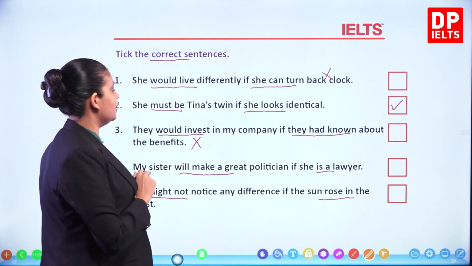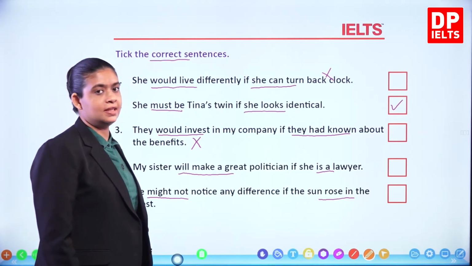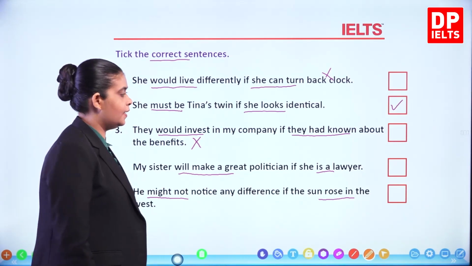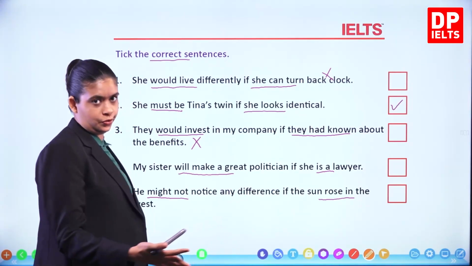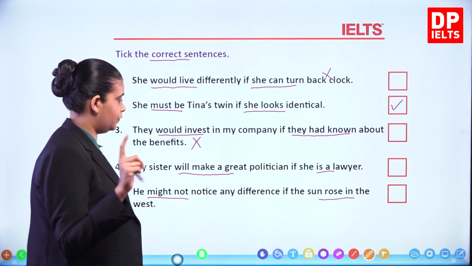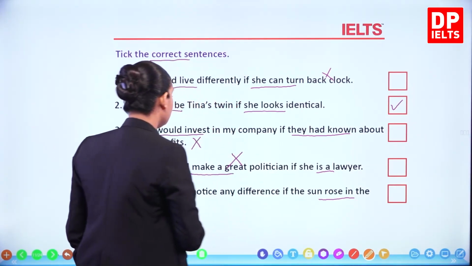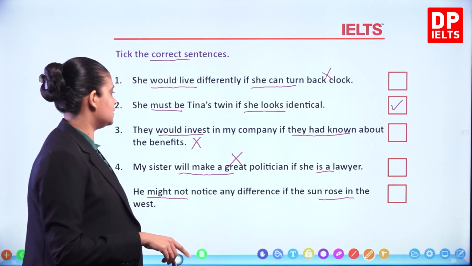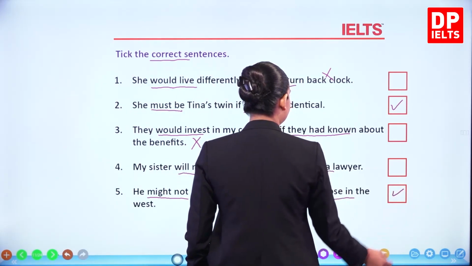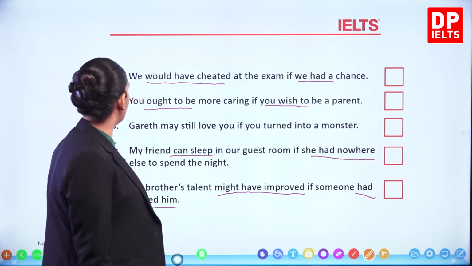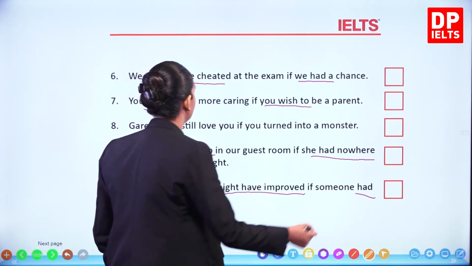My sister will make a great politician if she is a lawyer, right? So again, if it is something very likely to happen, which one do you use? Or if it's something very unlikely to happen, which one would you use? Think about that. Yeah, if you had thought about it, then this one is wrong. He might not notice any difference if the sun rose in the west. Yes, that's perfectly fine. Right? Moving on, we would have cheated at the exam if we had a chance. Again, perfectly fine.